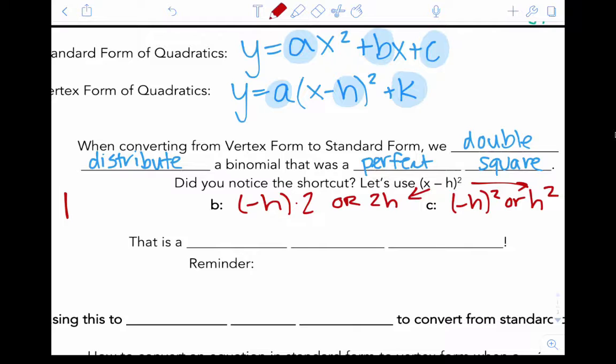If you think way back to Unit 3, when we were factoring and we learned the shortcuts, there was one that we didn't focus a whole lot on, but that's what we're going to use today. It's the one that is called a perfect square trinomial.